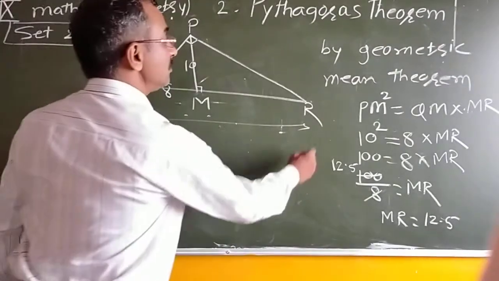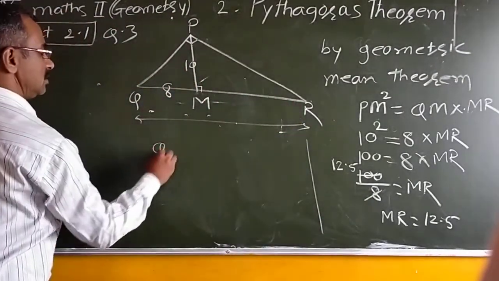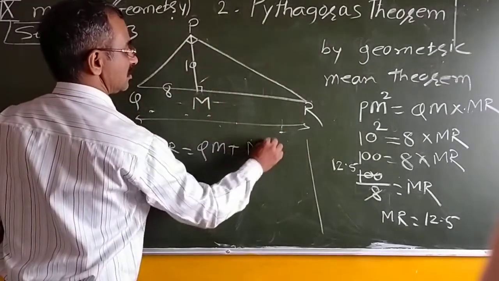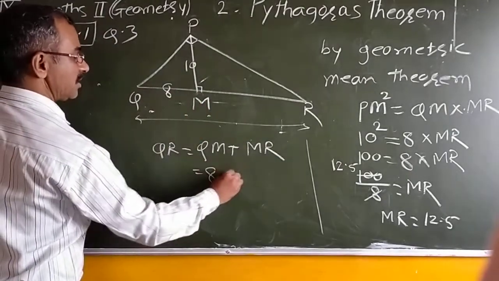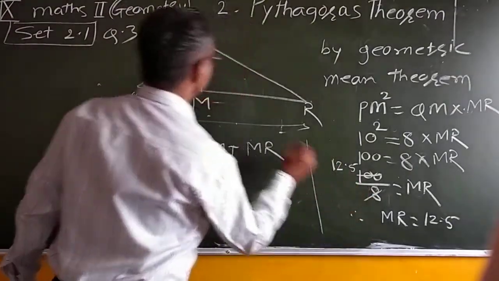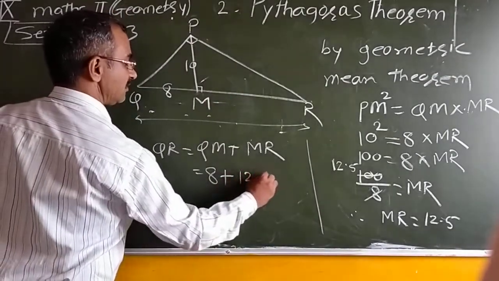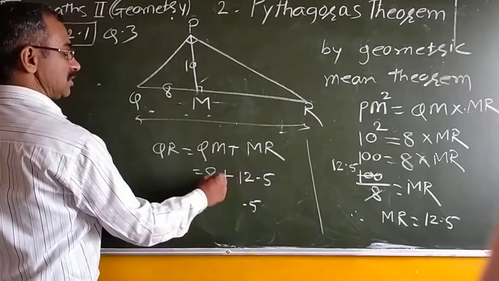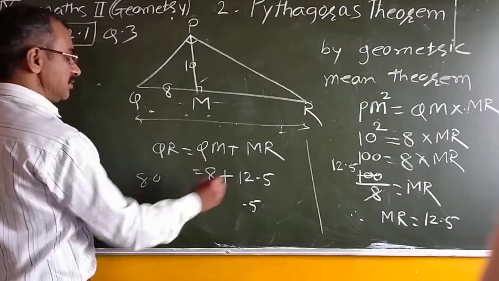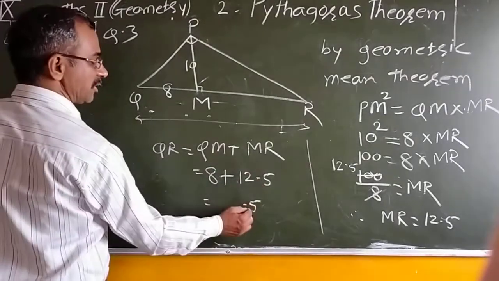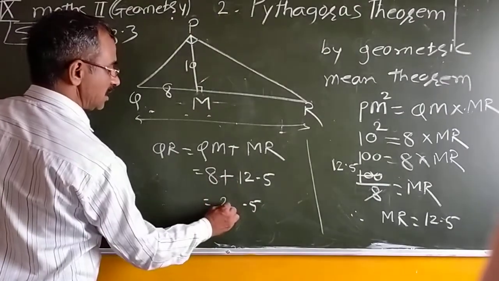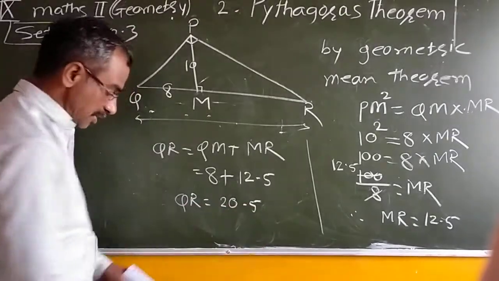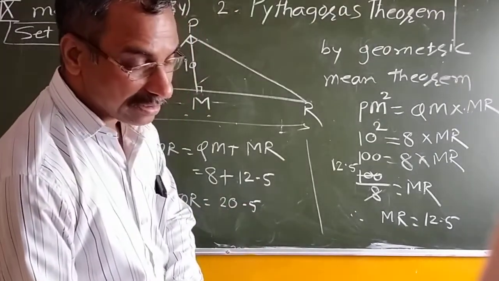So we want to find out the value of QR. QR is the sum of QM plus MR, and the value of QM is 8, and we found the value of MR. What is that? 12.5. By adding it, 12.5 plus 8, the 0.5 remains as it is, because 8.0 means 0 is added with 0.5. The decimal point stays as it is. 12 plus 8 is 20.5. QR is equal to 20.5, and it will be given in centimeters.